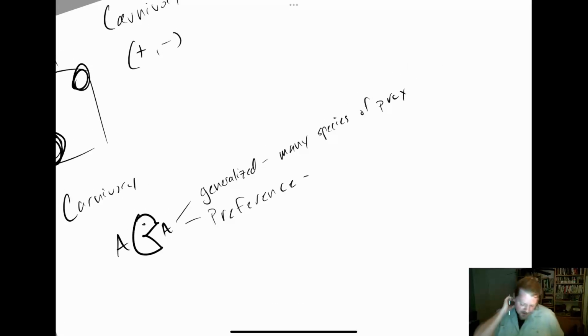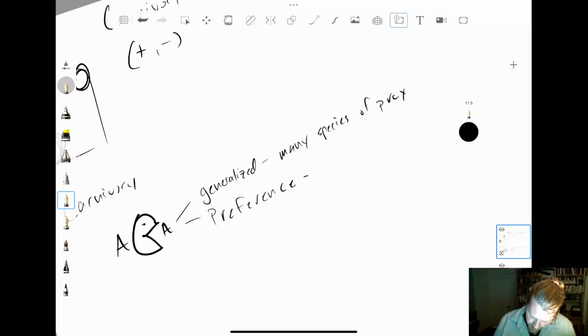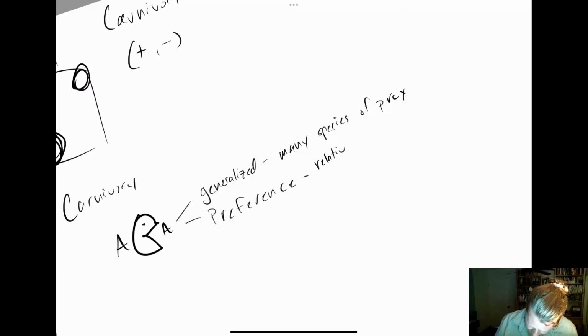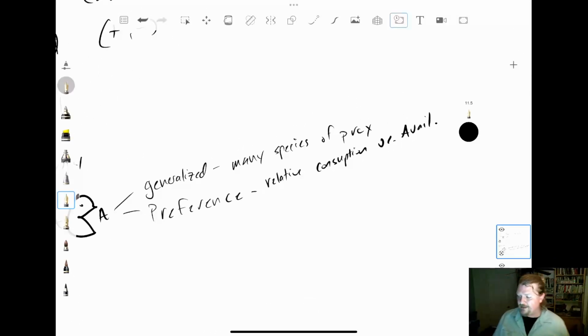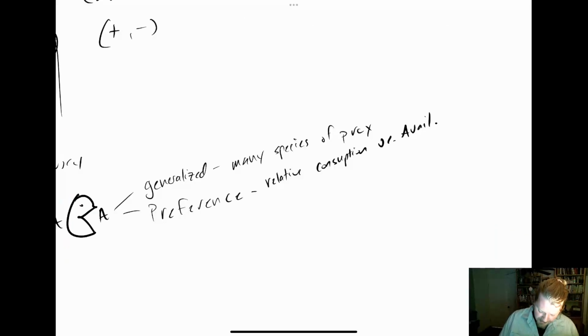But preference. So preference is the relative consumption compared to availability, right? And if that number is high, if you consume more than is available, you have a high preference, and you are less generalized, right? More specialized. And at some point, you might run into someone who only eats hot dogs, right? Even though they could eat steaks and lamb and fish and whatever, they only eat hot dogs. When that preference equals 1, that organism is totally specialized, right?